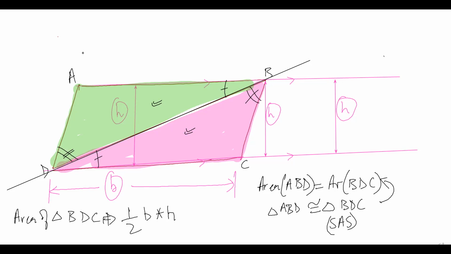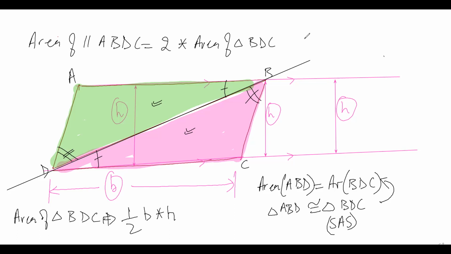And if you have understood the logic, because the areas are equal, therefore area of parallelogram ABDC would be twice the area of triangle BDC, that is twice of half base into height. So area of parallelogram ABDC would be base into height. Mr. Satya, do you agree or not? Mr. Sarthak, do you agree?